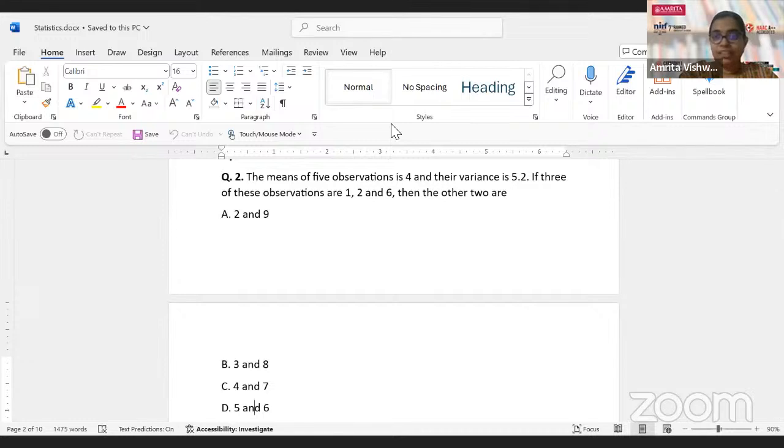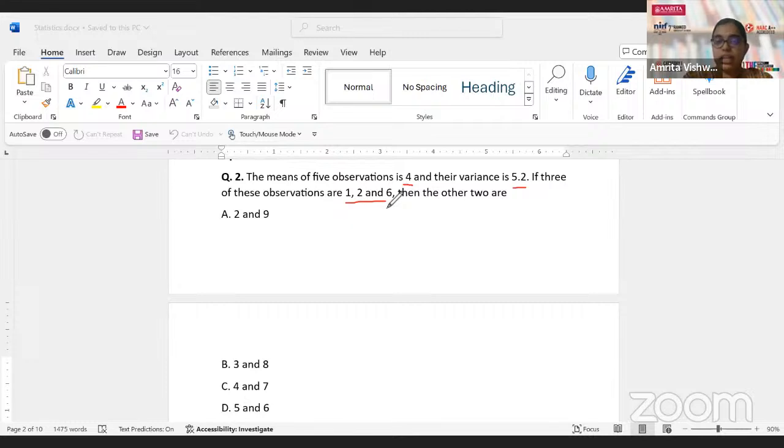This is an interesting question and I would request all the children to answer it and give me a reply in the chat box. So yes, the mean of 5 observations is 4 and their variance is given as 5.2. If 3 of these observations are 1, 2, and 6, then the other 2 are.